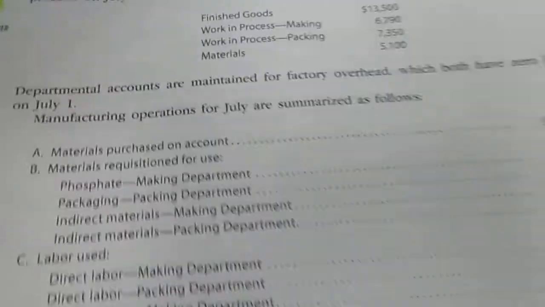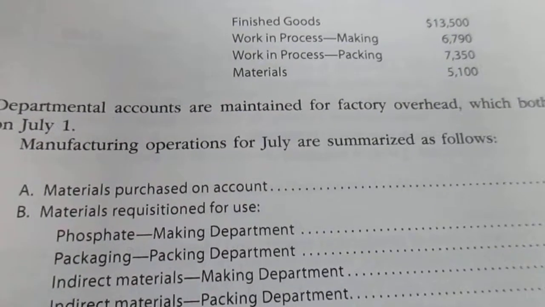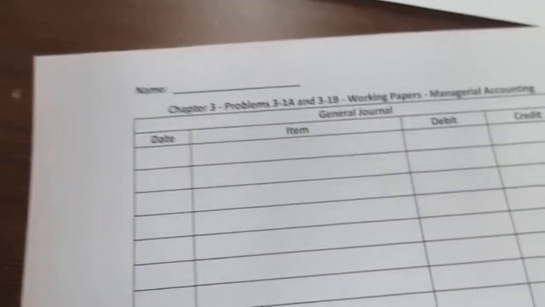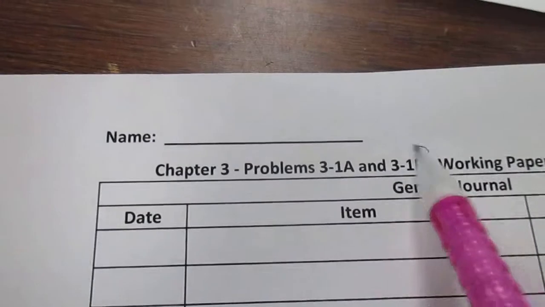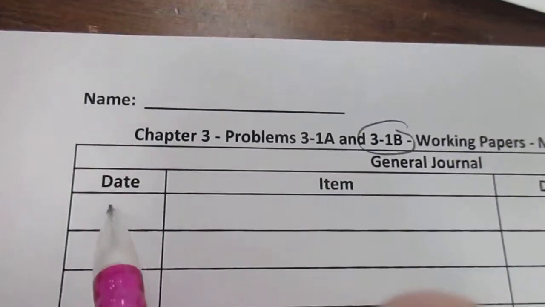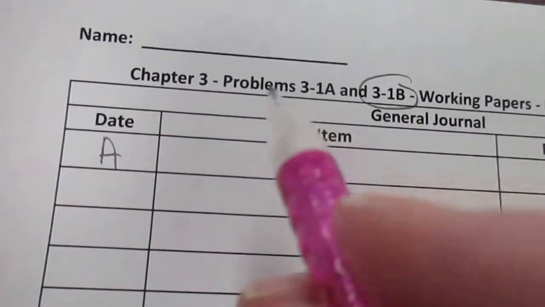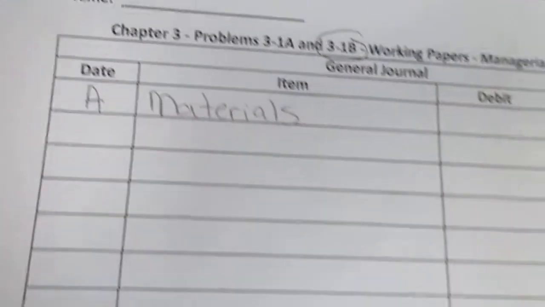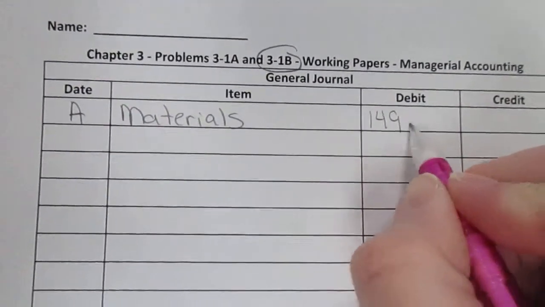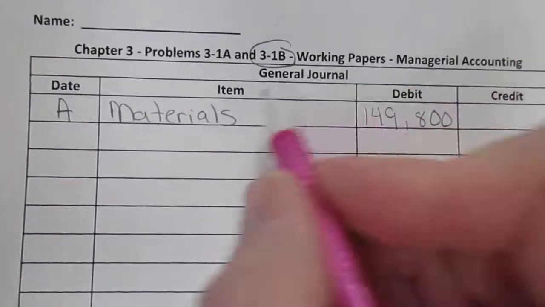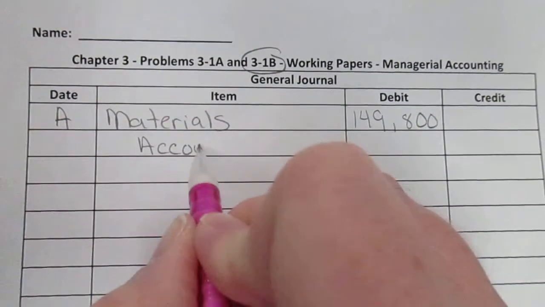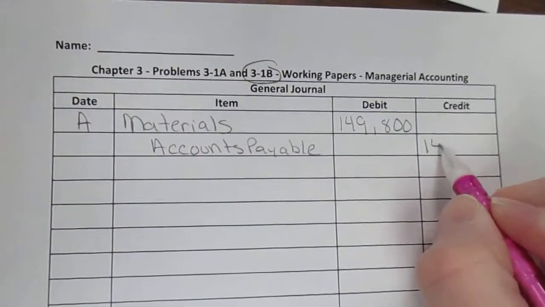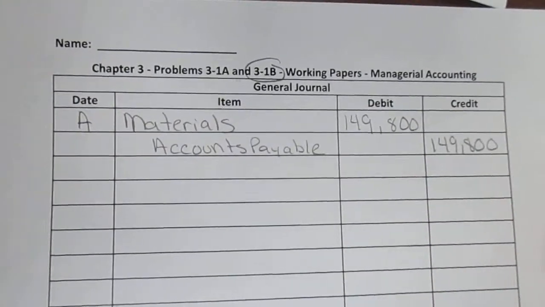So if we pop back up here, letter A, materials purchased on account for $149,800, where we learned how to do that one in Chapter 2. I'm going to come up here on my working paper and just circle 3-1B. The date, I'm just going to stick in the letter. I've purchased materials, so I'm going to debit materials for $149,800. And they were on account, so I'm going to credit accounts payable for the same amount.